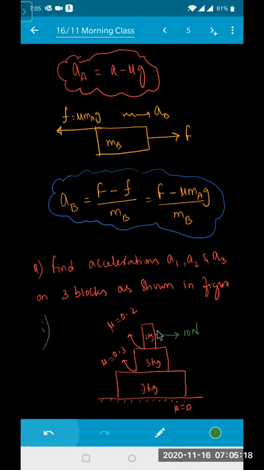In situation number 1, you are applying the force on your 2 kg block. Then what will be the acceleration of the 2 kg block? What will be the acceleration of the 3 kg block? And what will be the acceleration of the 7 kg block? Now when you are applying the force on the 2 kg block, it is moving in the forward direction. So there will be friction on the 2 kg and 3 kg in which direction? Backward direction.